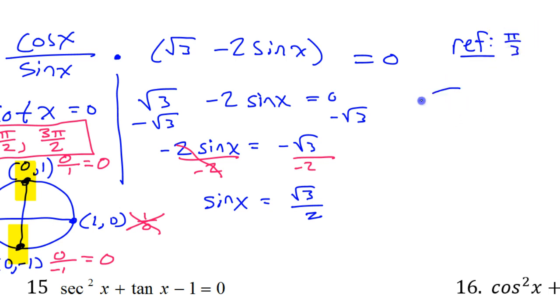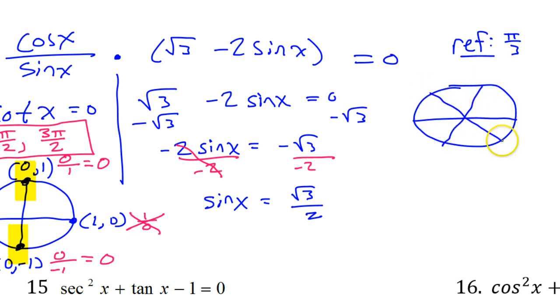So here's a diagram for you. Alright, there's pi, and here is pi over 3. So there are 4 angles that have a reference angle of pi over 3. And here they are. Since we're talking about sine, these two will be positive, and these two will be negative, because sine is a y value. In this case, we want a positive sine, so these will be the solutions.